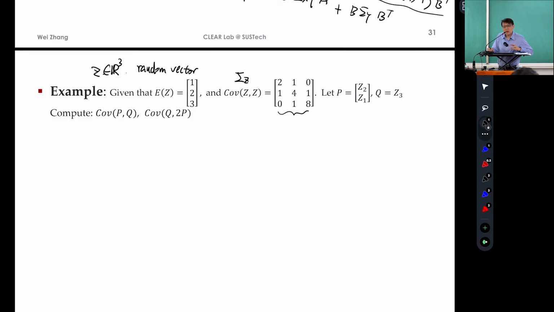Now I regroup the things that I like. So for example, I say P is the first two coordinates and also swap them. I can do arbitrary things I want. P is a two-dimensional vector. The first coordinate is Z2, second coordinate is Z1. Is P random or not? Because Z is random, P is defined in terms of Z. So it's also random. And Q is Z3. Now I ask you to compute what's the covariance of P with Q.